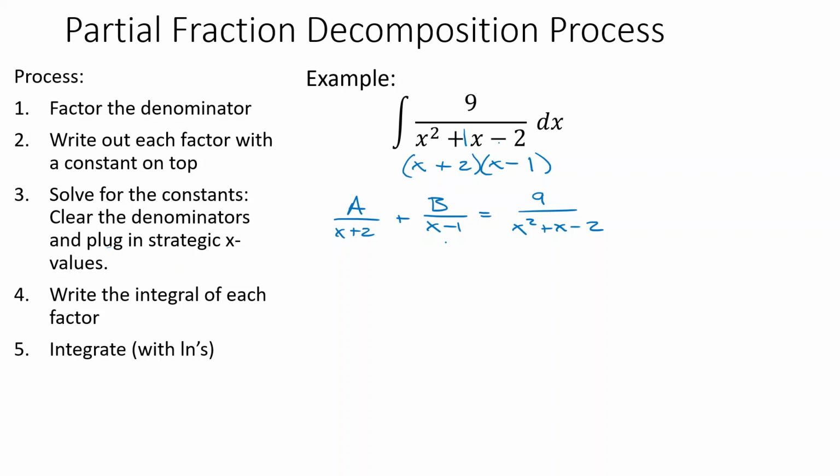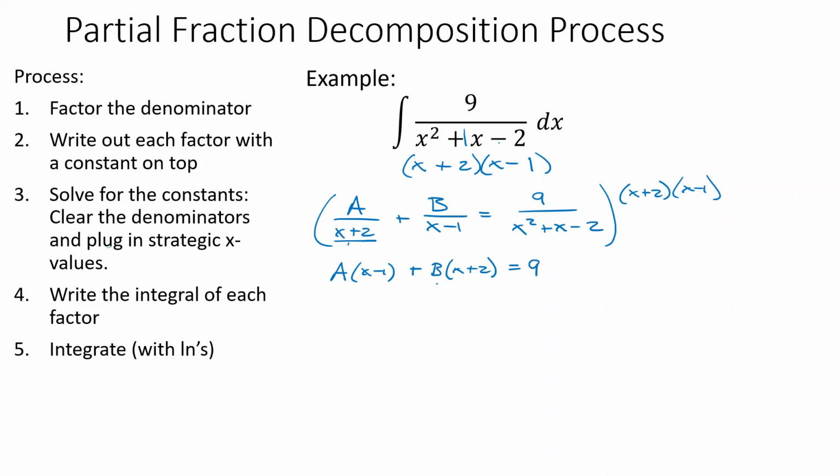So to clear the denominators, we're going to multiply all of this equation by x plus 2 times x minus 1. When we multiply by this, the x plus 2's cancel out, and we get a times x minus 1. When we multiply by this, the x minus 1's cancel out, and we get b times x plus 2. When we multiply this one, it cancels out with the factored denominator, so we just get equals 9.